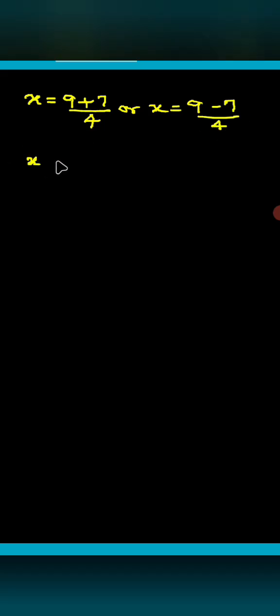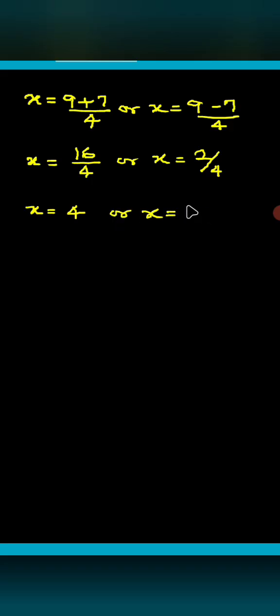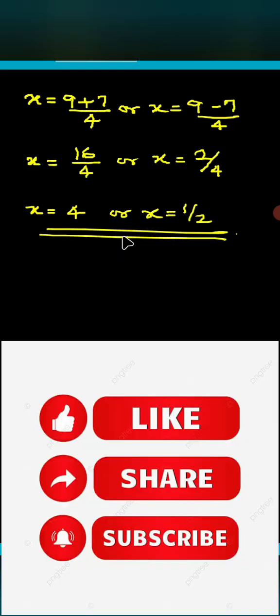So we have x equals 9 plus 7 here will give us 16 over 4, or x equals 9 minus 7 here will give us 2 over 4. When we simplify this, we have x equals 4 or x equals 1 over 2. So this is the solution to our quadratic equation using the completing the square method.